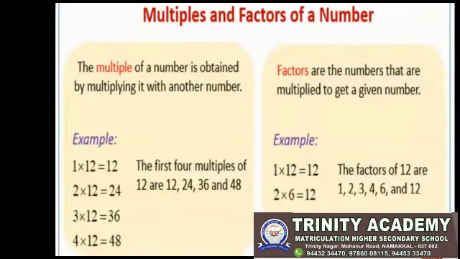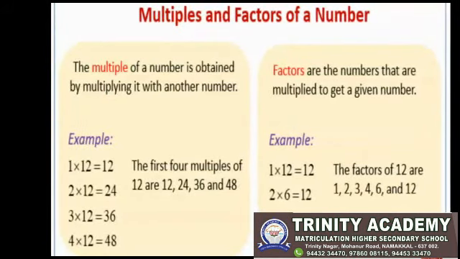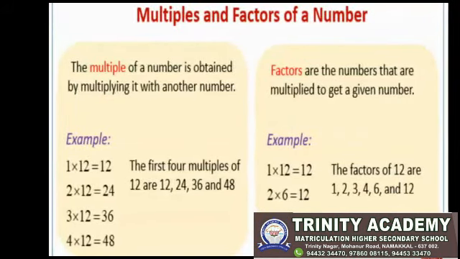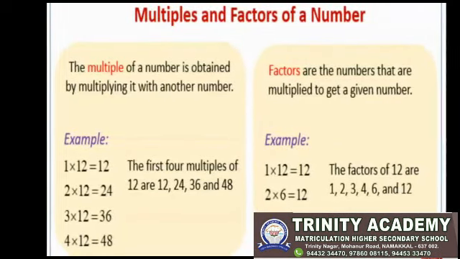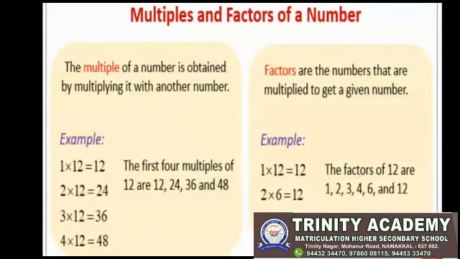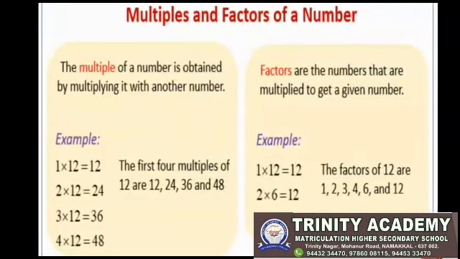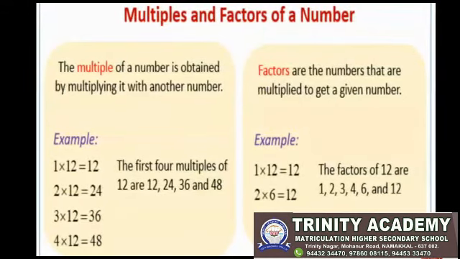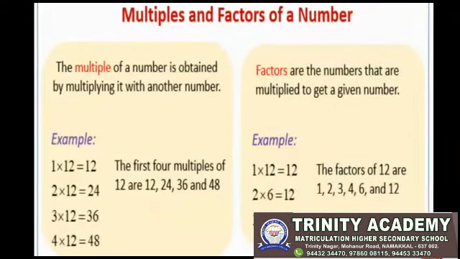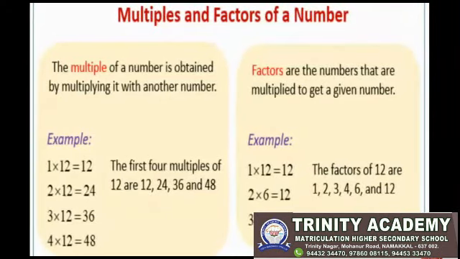The multiple of a number is obtained by multiplying it with another number. For example, 1 12 is 12, 2 12s are 24, 3 12s are 36, 4 12s are 48. Therefore, the first four multiples of 12 are 12, 24, 36 and 48.